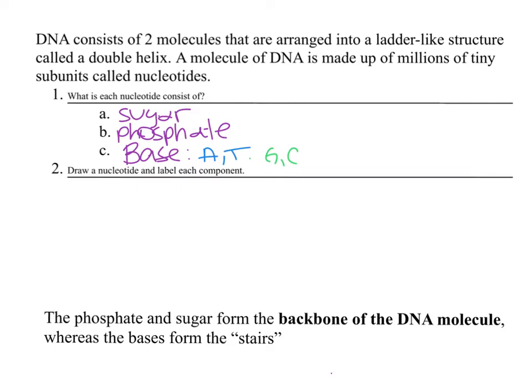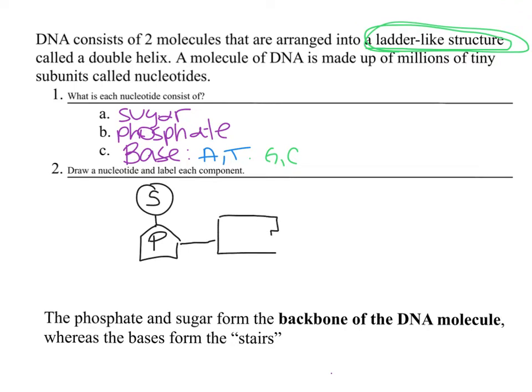Number 2, draw a nucleotide and label each component. Now, as we read earlier, DNA is arranged into a ladder-like structure. So when I am drawing my nucleotide, I'm going to keep that in mind. Now first I'm going to start with a circle for my sugar. Then I'm going to create the pentagon for the phosphate. Then I'm going to connect a base. Now I'm going to create a little receptor so that it can pair with its base. And for this base, I'll use guanine. Okay, so this is how we construct a nucleotide.